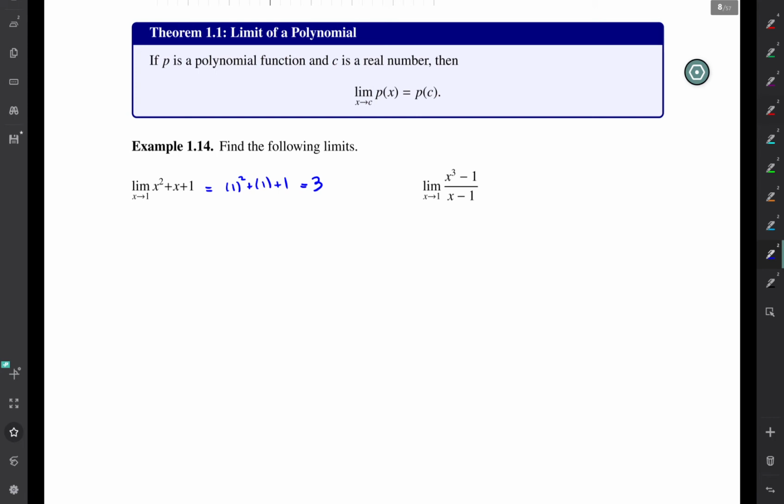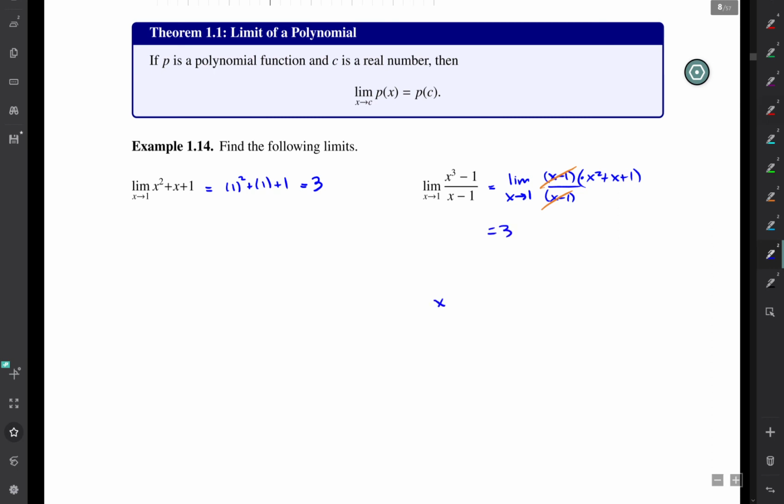Now, the expression on the right is not a polynomial, it's a rational function, but we can simplify it as long as x does not equal 1. We can actually cancel out an x minus 1 from the top and bottom. So that's what we're going to do. So we write this as x minus 1 over x minus 1, and then I think I need x squared plus x plus 1. All I did there was long division. I'll do that down below. But the takeaway here is that you can cancel the x minus 1 over the x minus 1, and you get that the limit is 3 again.